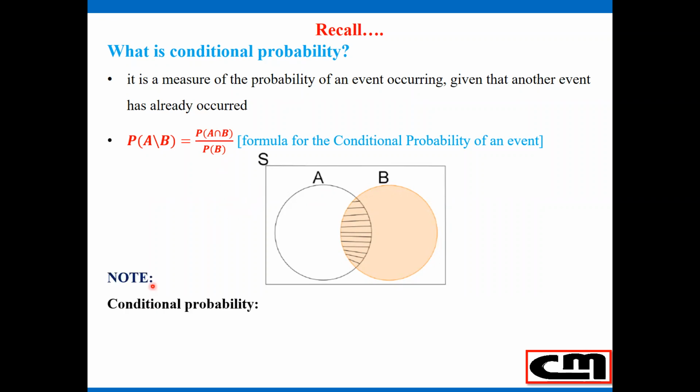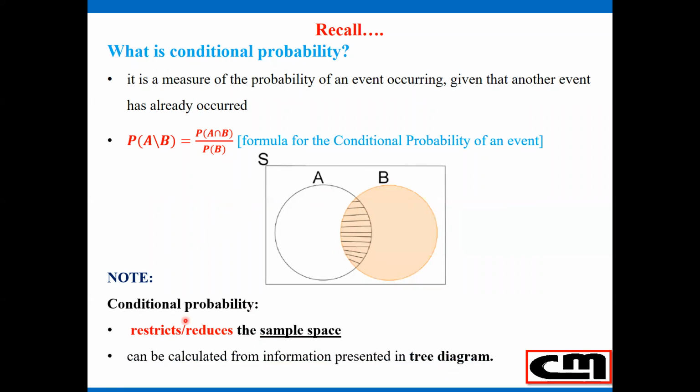But we need to note that conditional probability restricts or reduces the sample space, as you have seen. Now we are working with the set B or the event B, right? To simply try to calculate this probability. Also, conditional probability can be calculated from information presented in tree diagrams. So in the examples that follow, what I'm simply going to do is solve the conditional probability, but using the tree diagram.